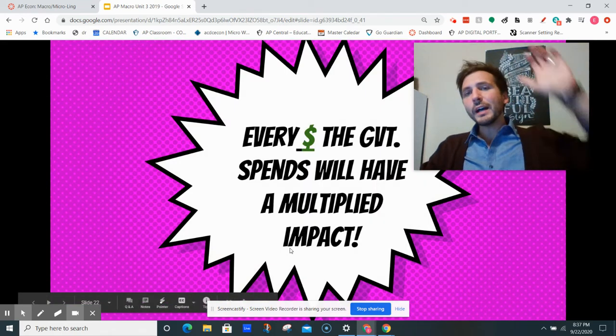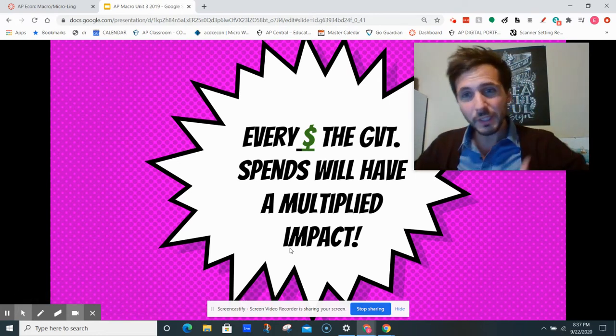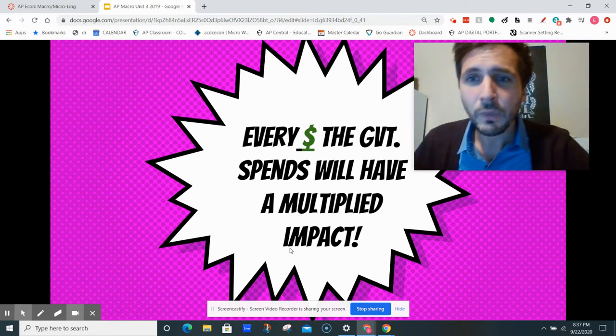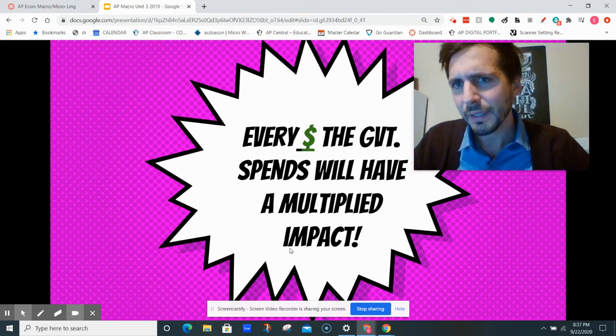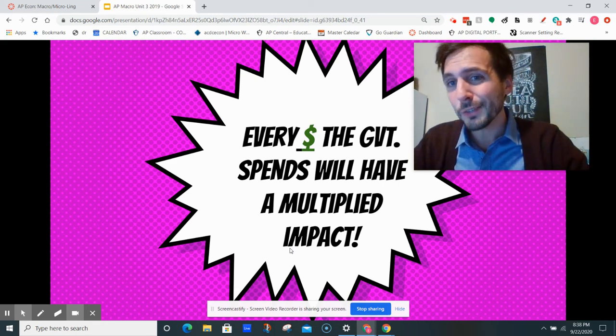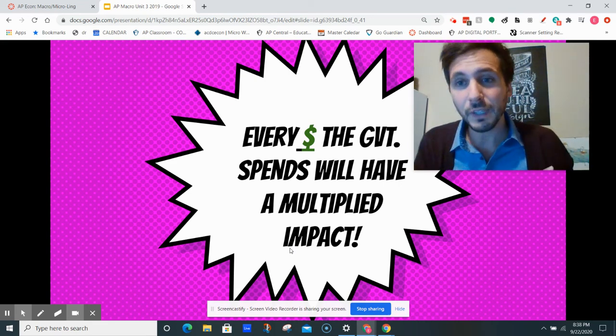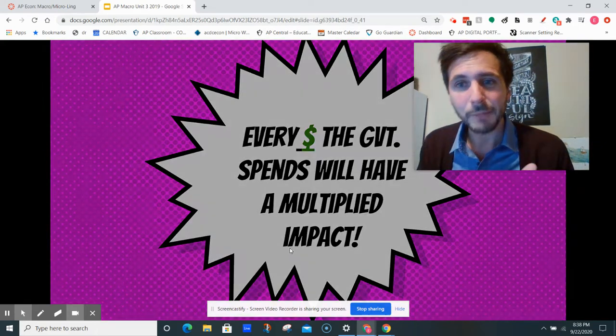But every dollar the government spends, this is important because generally when we're talking about fixing an economy, we're talking about government spending. Every dollar the government spends will have a multiplied impact. This means that we have to be a little cautious with what we spend. We have to be calculated. We can't just pour trillions of dollars into the economy. We want to make sure that we hit our mark. So we want to try to get this right.